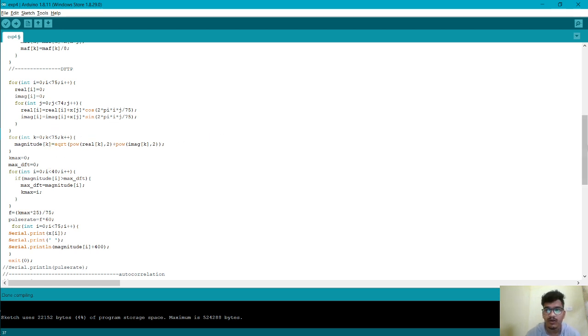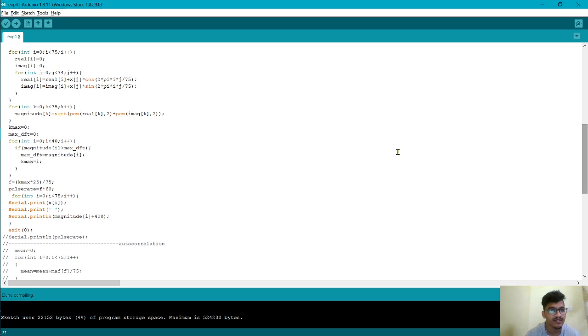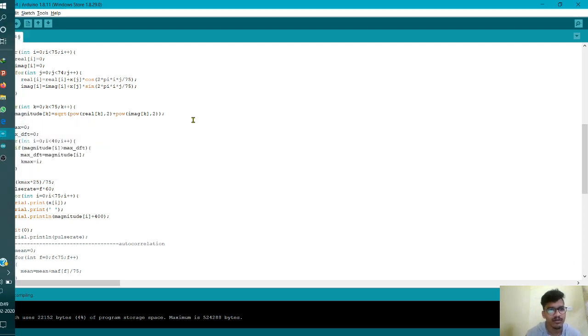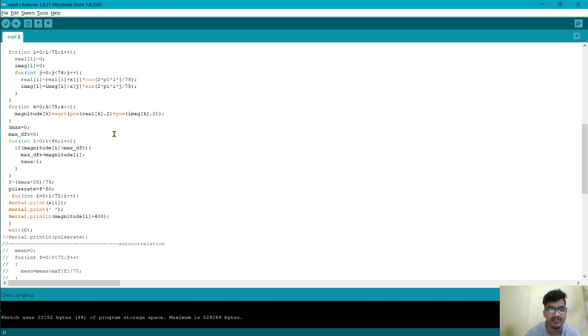Then we're going to find out the maximum value. There will be two peaks in the output curve, which we are going to see further. So we need to find only one maximum, because it is symmetric about the middle axis. So I am taking only the first 40 samples for finding the maximum value, and I am storing the index of that maximum value in k max. Now I'm going to find the frequency, which is equal to k max into 25 frequency by 75 samples. So the pulse rate will be equal to f into 60.